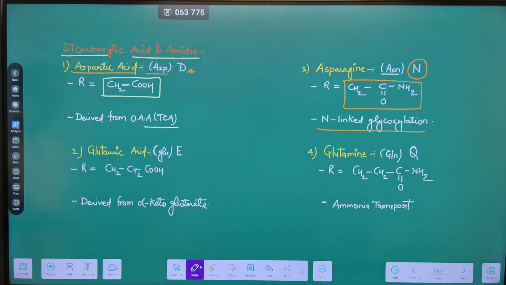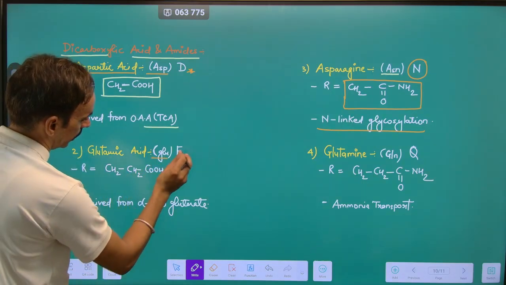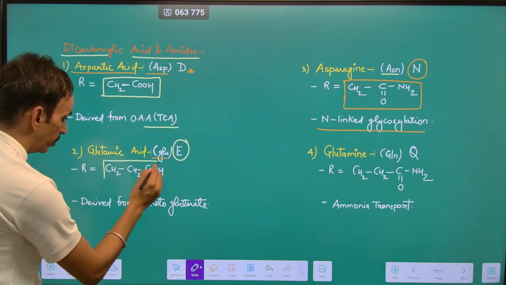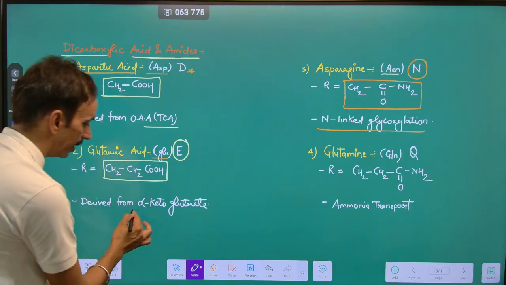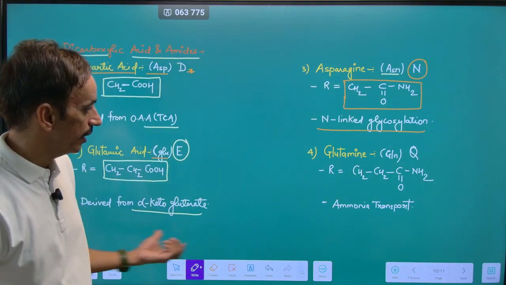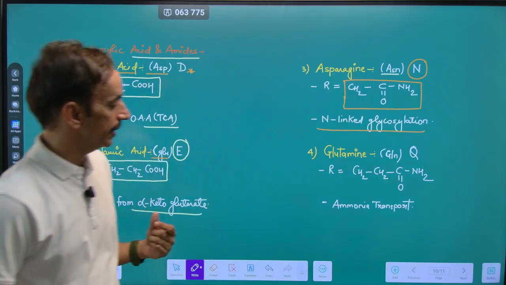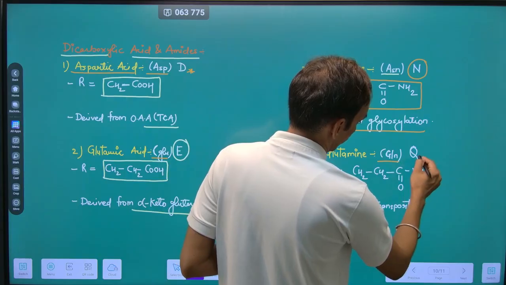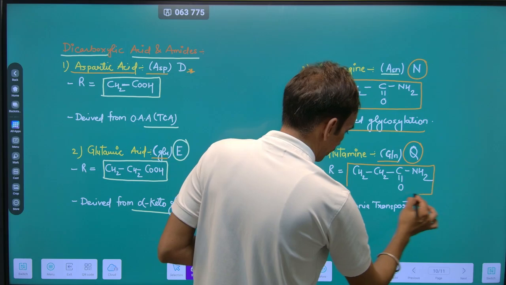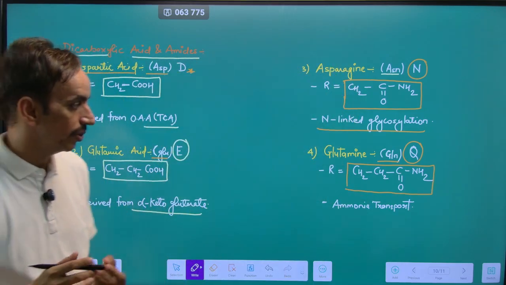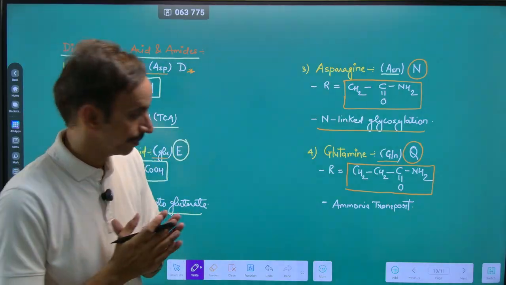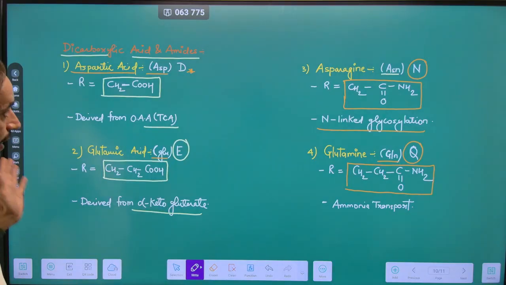Next is glutamic acid. It is abbreviated as GLU and denoted by the alphabet E. The side chain contains an acidic group. It is derived from alpha ketoglutarate, a 5-carbon intermediate of the TCA cycle or the Krebs cycle. The amide of glutamic acid is glutamine, abbreviated as GLN, denoted by the alphabet Q. The side chain contains this group, and it is important because glutamine is the transport form of ammonia from tissue to the liver. So this is all about the dicarboxylic acids and the amides.